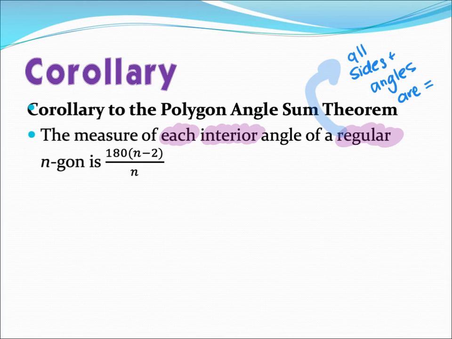And the formula for that, the equation for that is 180 times n minus 2. That part of it is the sum, right? So we're going to take the sum and then we're going to divide it by the number of sides.